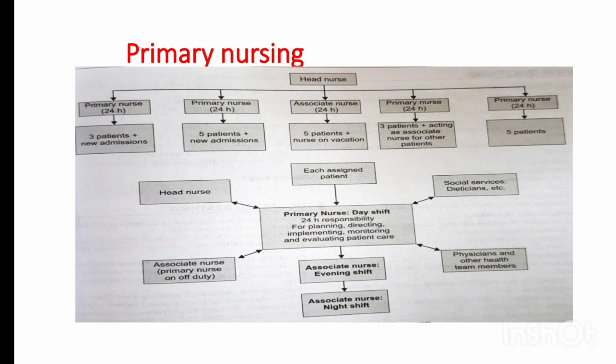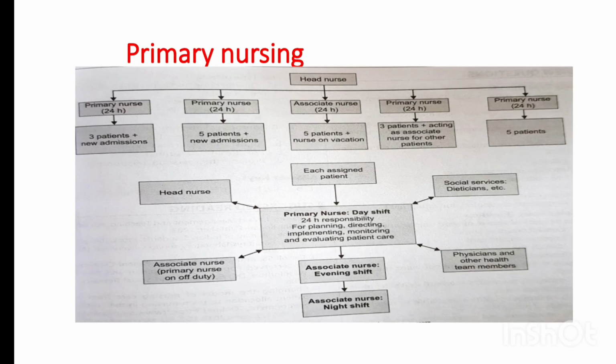So this is the schematic flow of primary nursing. The first one is the head nurse, then the primary nurse with 24 hours responsibility, 3 patients plus new admission, 5 patients, like that it is given. On the second floor, the primary nurse on day shift has 24 hours responsibility for planning, directing, implementing, monitoring and evaluating patient care. The supportive members are social service, dietitian, physicians and other health team members, and then associate nurses and the head nurse. So these are the other members she is communicating with. Then assistant nurses for the evening shift and associate nurses for the night shift. This is the work assignment in the primary method of patient care.